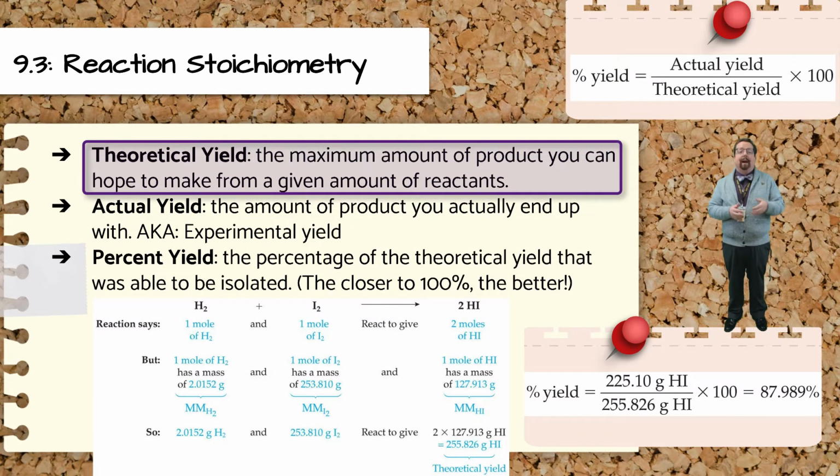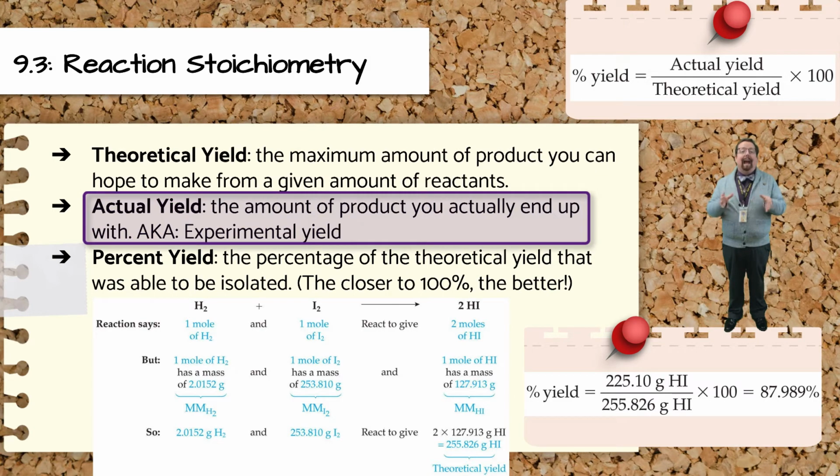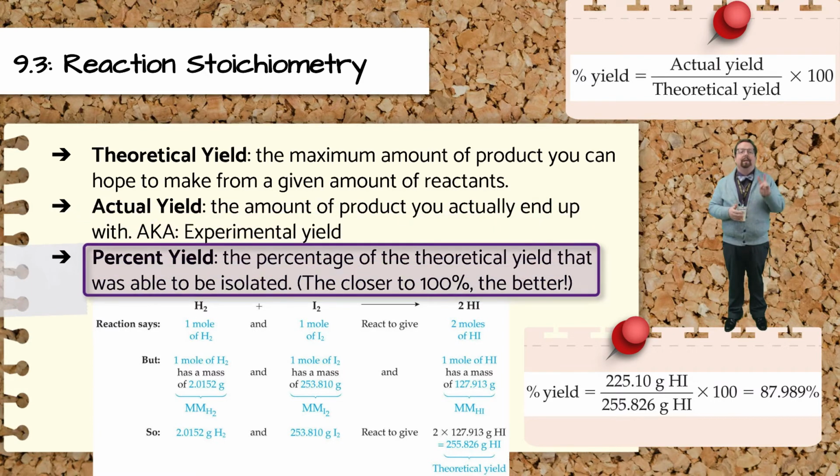That expected amount, or the maximum amount we could hope to possibly make given the amount of reactants we have, is called the theoretical yield. The actual amount of product that you end up with is called the actual yield, or experimental yield. Using those two values, we can calculate a ratio of the actual to theoretical yield, which we call the percent yield. The closer that percent yield is to 100%, the better we did on our experiment.